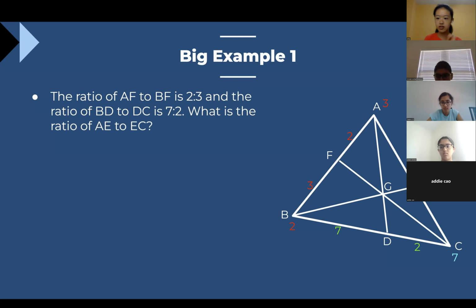Yeah, so obviously there are lots of possible values for AE and EC. You could say AE is 7 and EC is 3. You could say AE is 14 and EC is 6. But either way, the ratio is always going to be the same. The ratio of AE to EC is always going to be 7 to 3, and that's the answer.